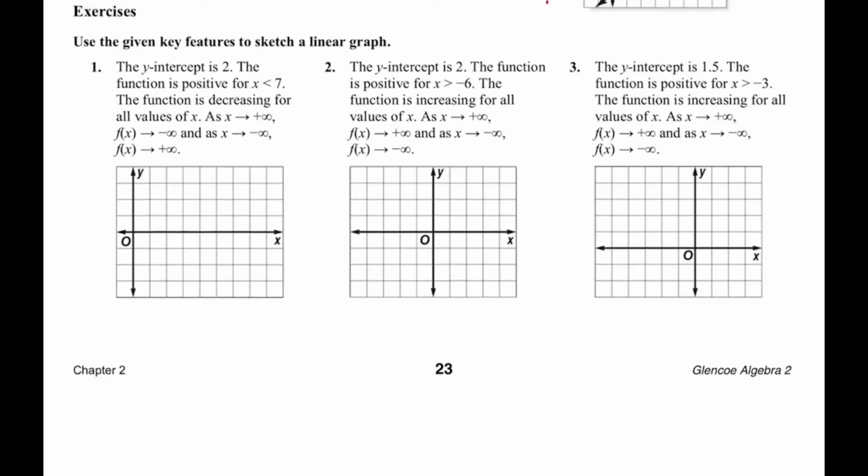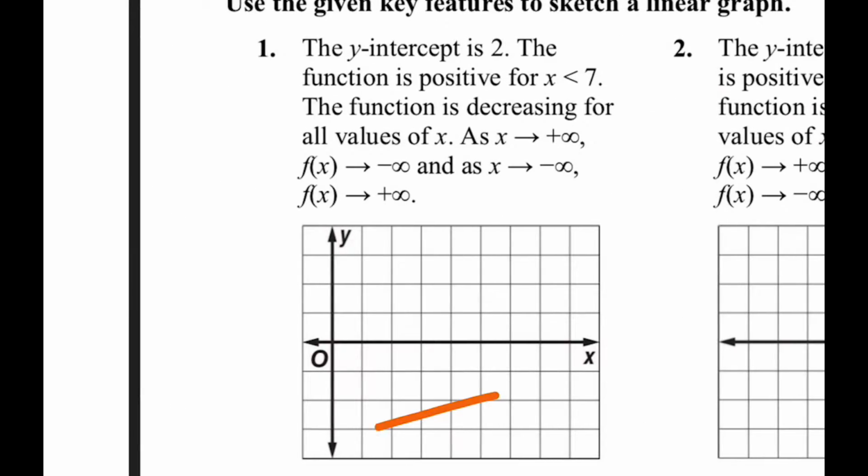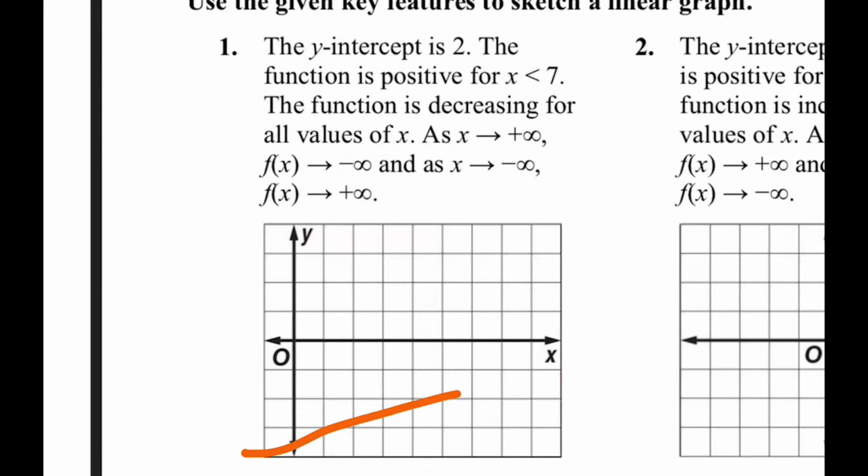So now let's look at some of the ones that you're given here. Let's work out these three samples. Okay. So the y-intercept is 2. So then I can look at my y-intercept and go to 2 and know that there's a point right there. The function is positive.